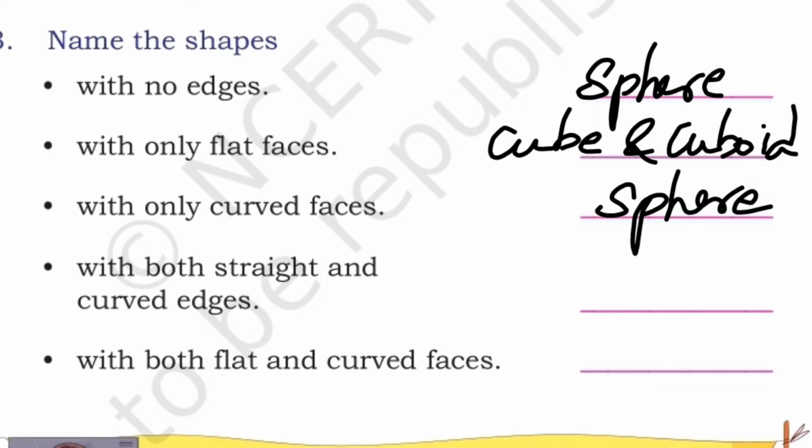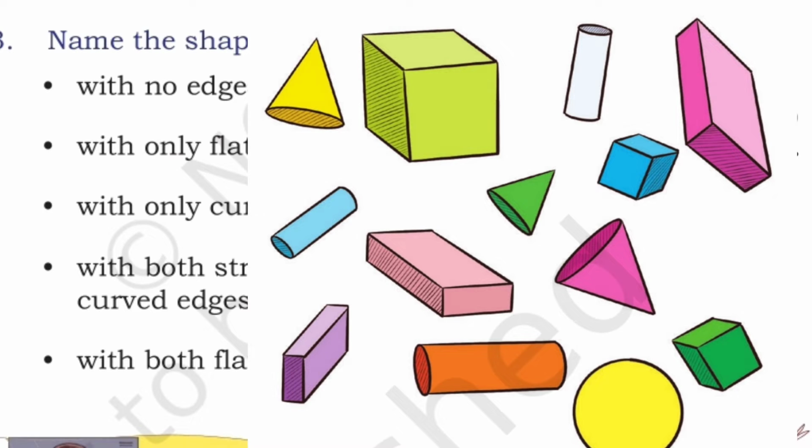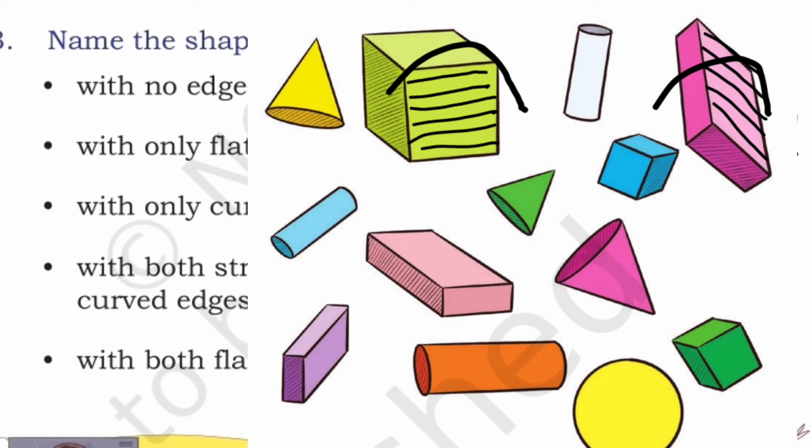The next one, with both straight and curved edges. So which shape is having both straight and curved edges? Let's go back to the image. First we will see the cube and cuboid. We already know cube and cuboids have flat surfaces, which are straight edges. But these two do not have a curved face. There are no curved edges. Next we have the cone shape. The cone shape again has a curved edge. See the bottom, there is a curved edge but there is no straight edge.